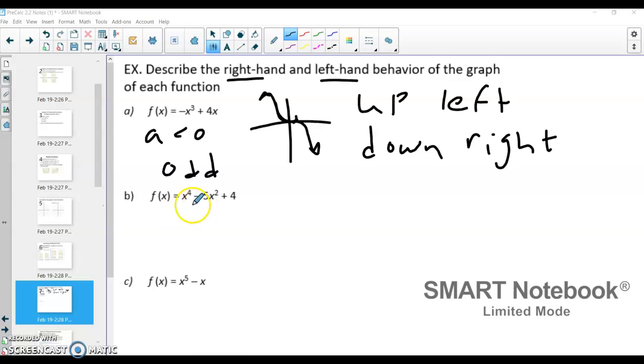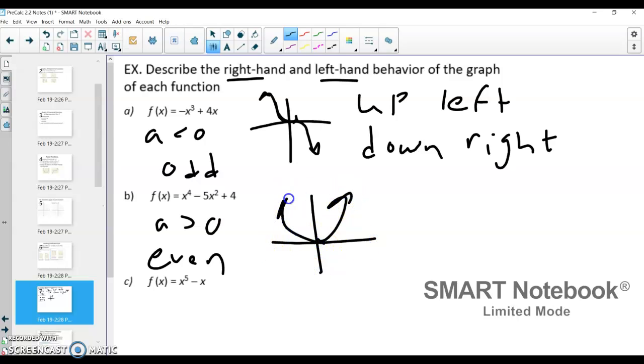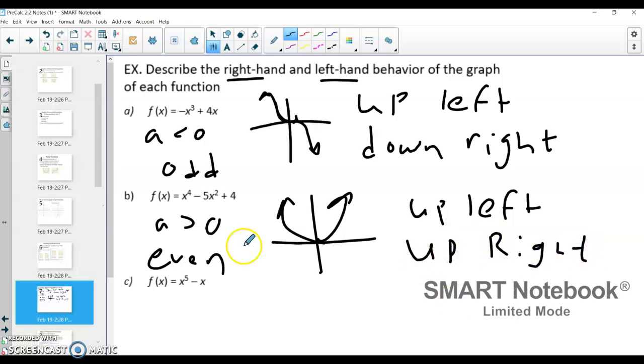In part B, the highest degree is even, so we have an even function, and my a is greater than 0 because that's a positive x to the 4th. So it's going to look like your standard parabola: up to the left and up to the right. That's just using the leading coefficient test to say, okay, my highest degree is either even or odd, and my a is either greater than or less than 0.